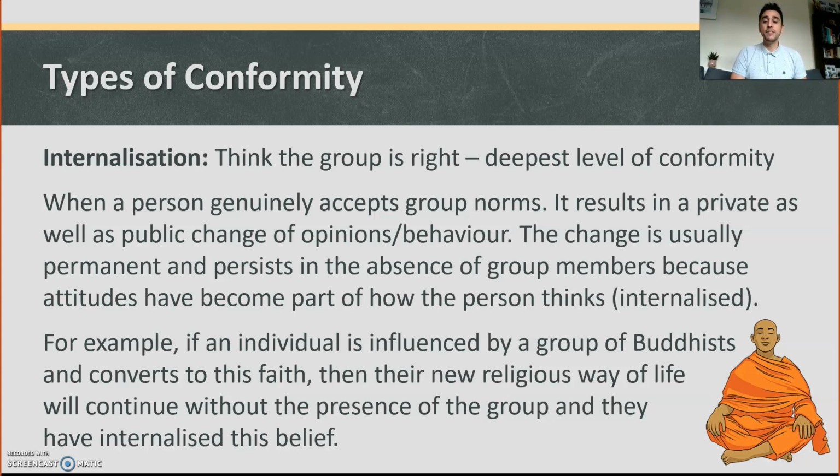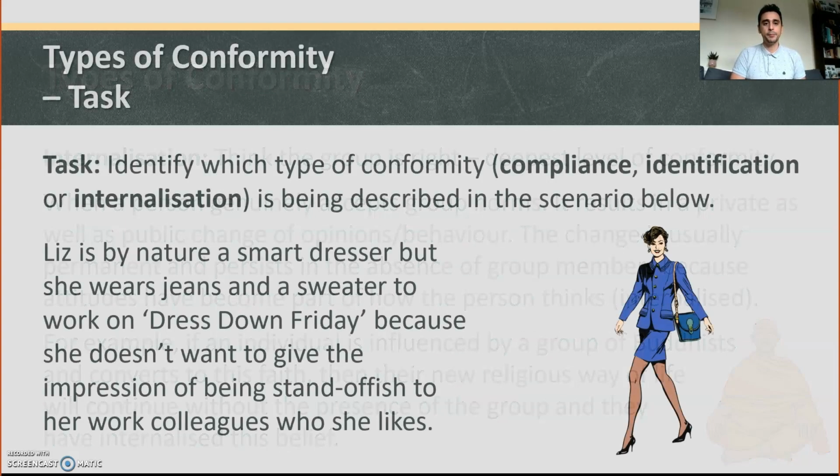For example, if an individual is influenced by a group of Buddhists and converts to this faith, then the new religious way of life will continue without the presence of the group, and they have internalized this belief. Okay, that's internalization. They think the group is correct, and it's the deepest level of conformity.